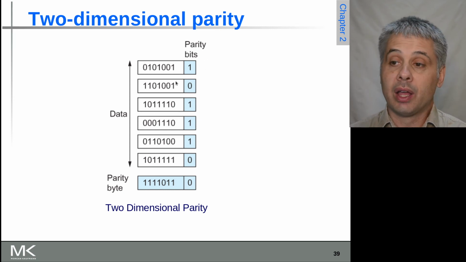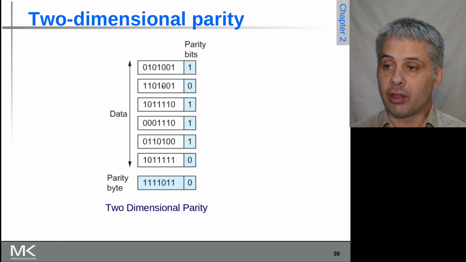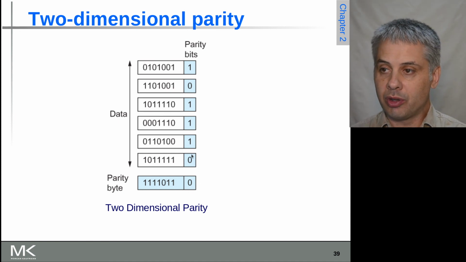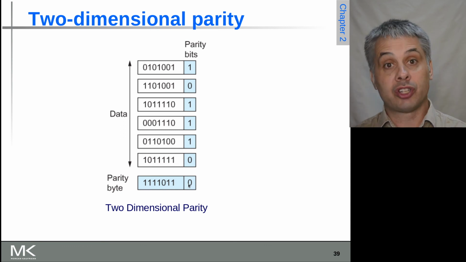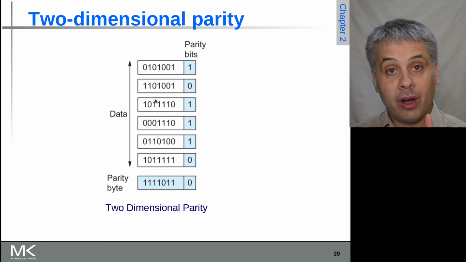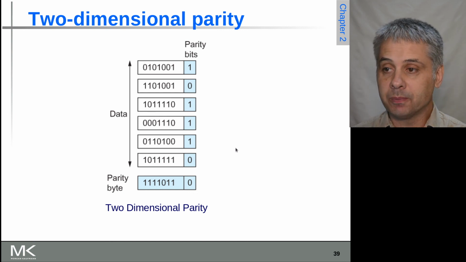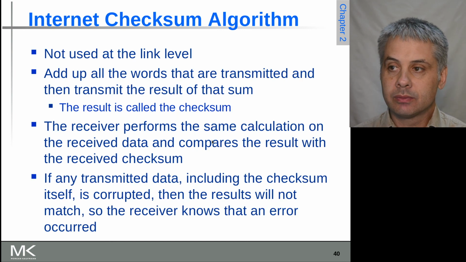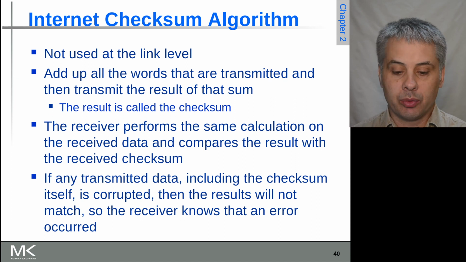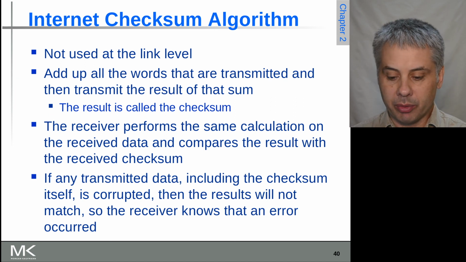And if you like, try changing different bits and seeing how each time you will cause the parity in one or the other direction to change. See if you can find 4 bits that you can change that won't change the parity result. It's a little challenge for you to do. And we'll do the internet checksum algorithm in the next video.